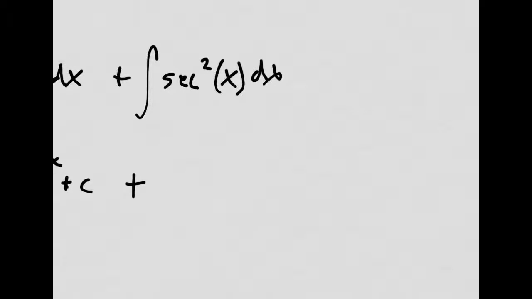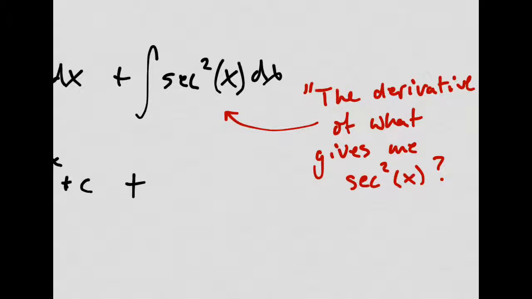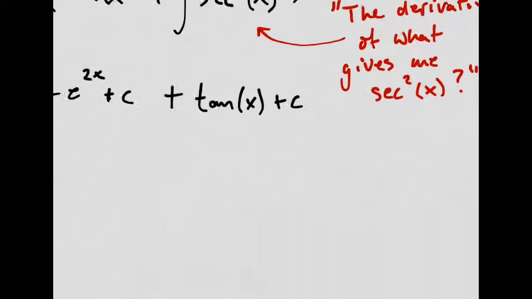Oh, what the heck is this? Well, in my head, I'm thinking, the derivative of what gives me secant squared? And if you remember your derivative formulas, the derivative of tangent gives you secant squared. So here, this will be tangent of x plus c.